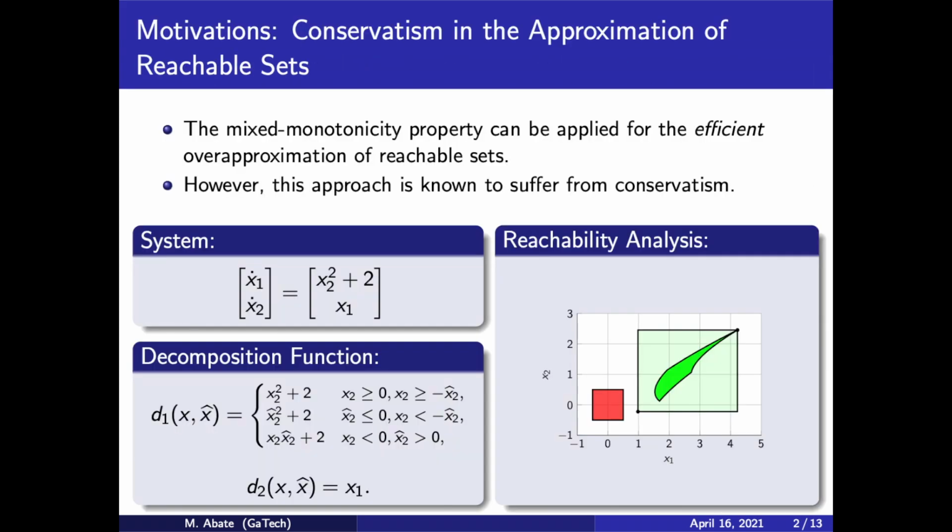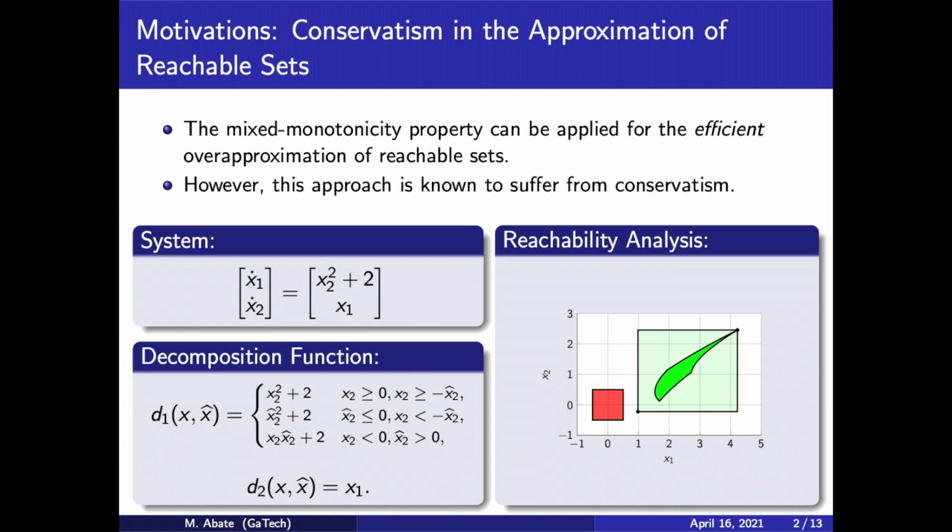This work is motivated by conservatism in the approximation of reachable sets for dynamical systems, and will focus specifically in this talk on the mixed-monotonicity property of dynamical systems, which has been shown to provide efficient over-approximations of reachable sets and has also been demonstrated in real-world safety examples on quadrotors and spacecrafts. A system is mixed monotone when there exists a related decomposition function which separates the system dynamics into increasing and decreasing components, and this decomposition function can then be applied to compute reachable sets as shown on the example on the bottom of the slide.